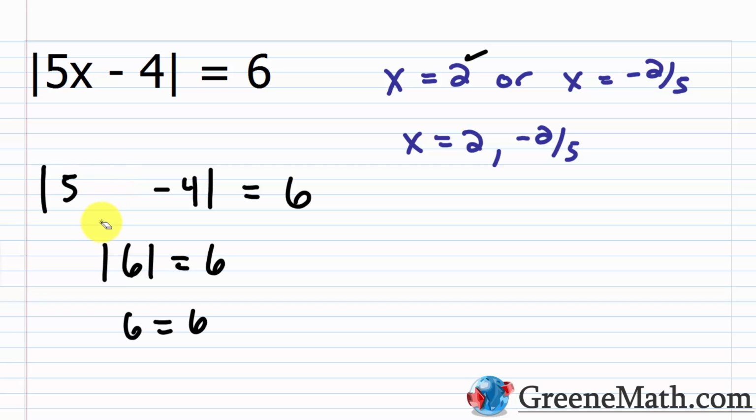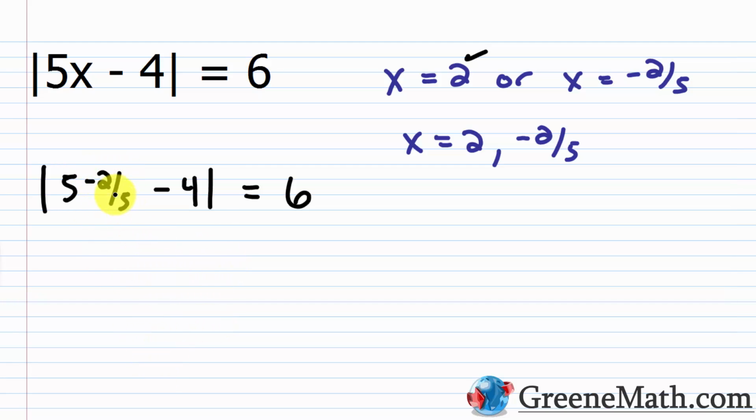Then the other one is -2/5. So 5 times -2/5, the 5s would cancel. You'd have -2 minus 4, which is -6. So you basically have the absolute value of -6, which we know is 6. So 6 equals 6 here. So this one checks out as well. So again, x equals 2 or x equals -2/5.